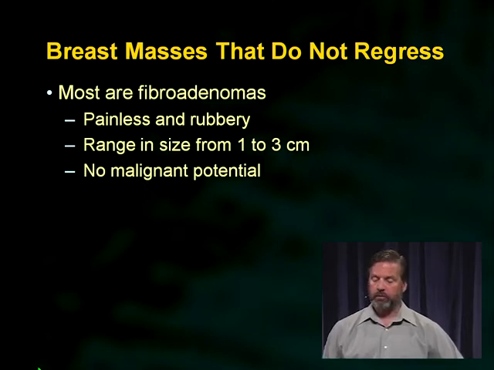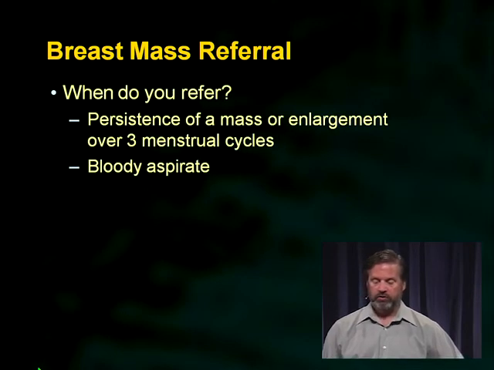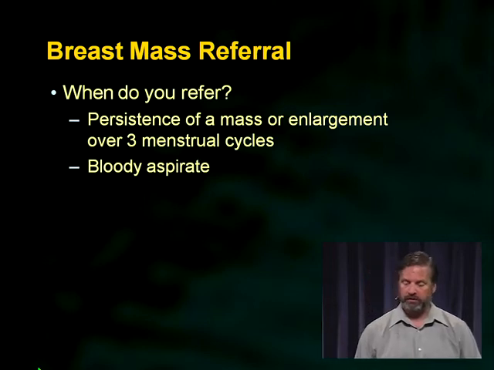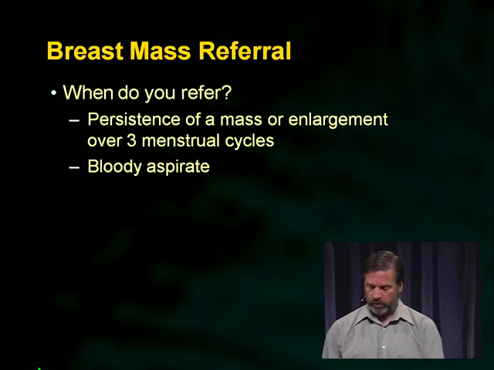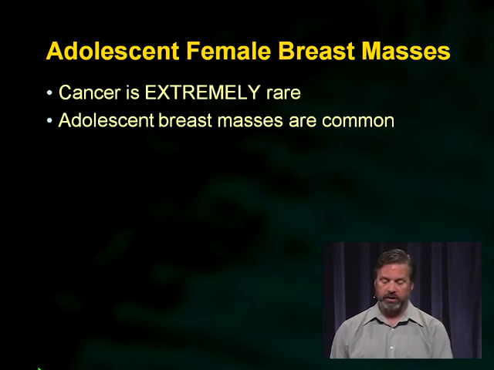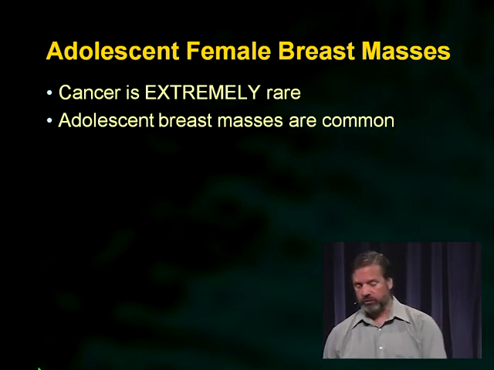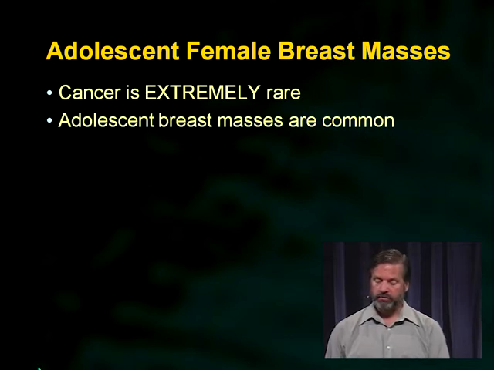So there are breast masses that don't regress or don't change with cycles. Those tend to be fibroadenomas. They're described as painless and rubbery, smaller in size, and they don't have any malignant potential. So when do you refer a breast mass? Persistence of a mass or enlargement over 3 cycles, or if you aspirate the mass and it's bloody. Cancer is extremely rare, and adolescent breast masses are very common. So you have to balance that.